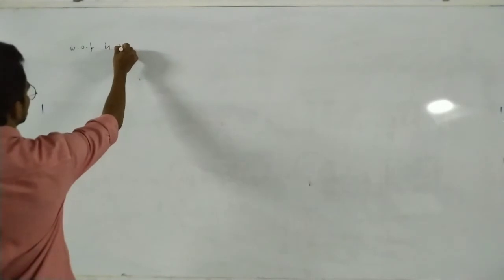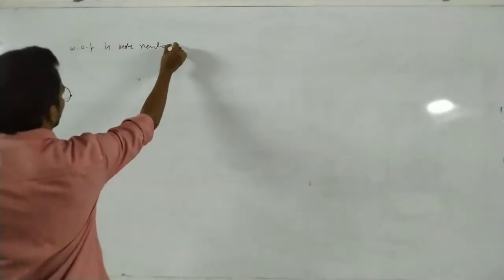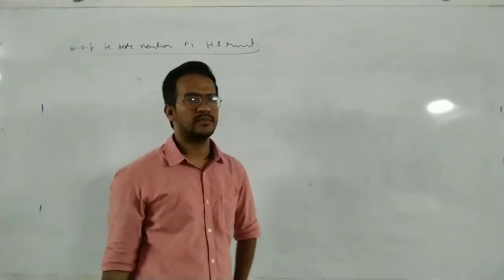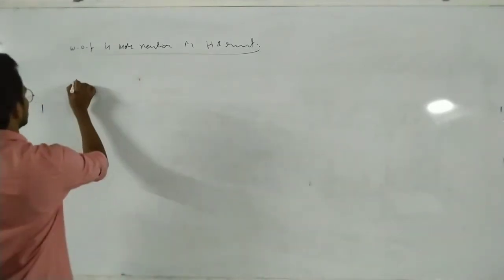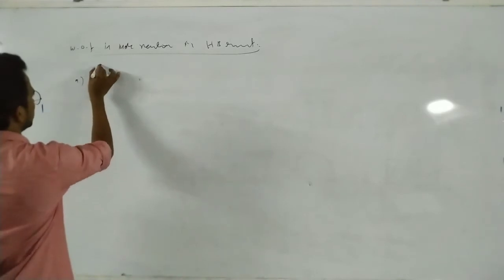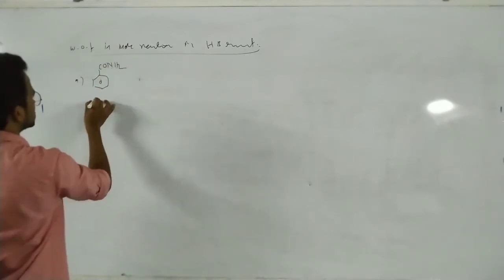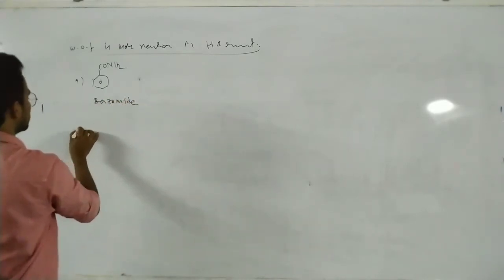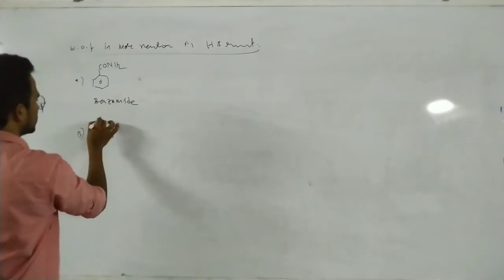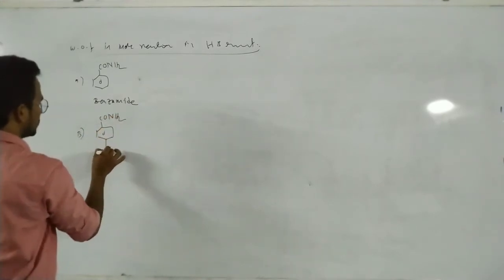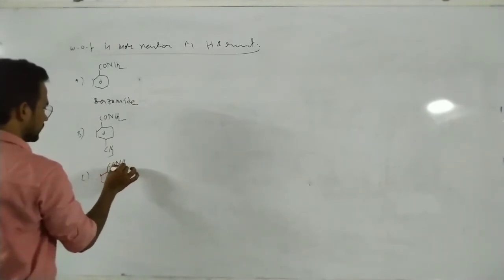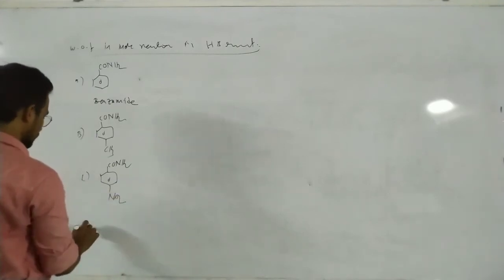Which of the following is more reactive in the Hofmann bromamide rearrangement reaction? A, this is a simple benzamide. Next B, CONH2, this one has a methyl group. And here CONH2, this one has an NO2 group.